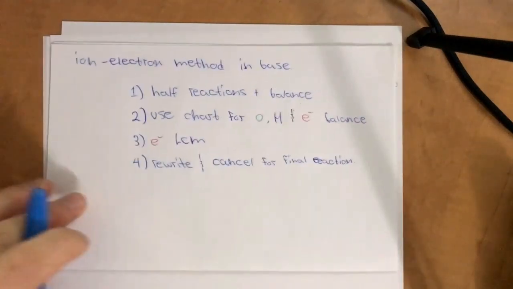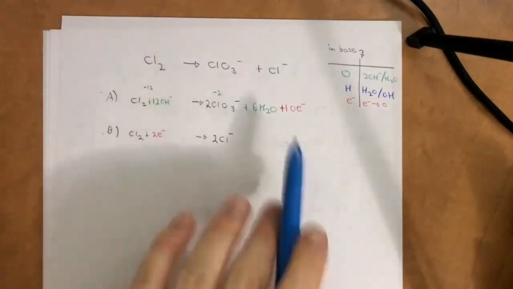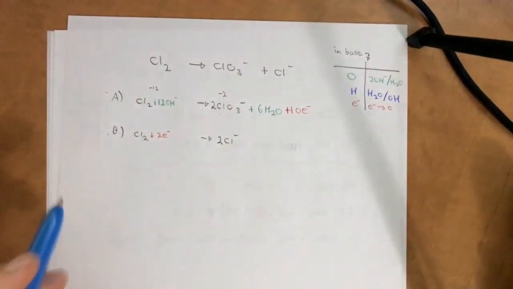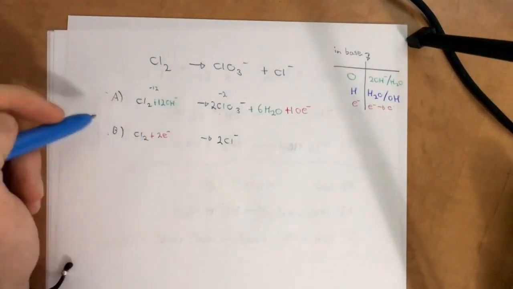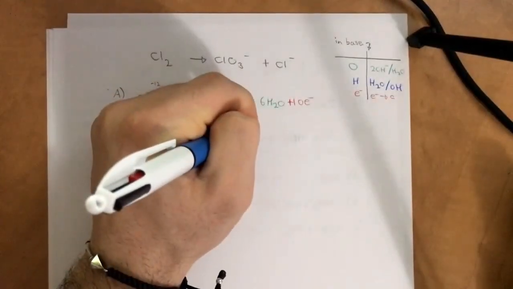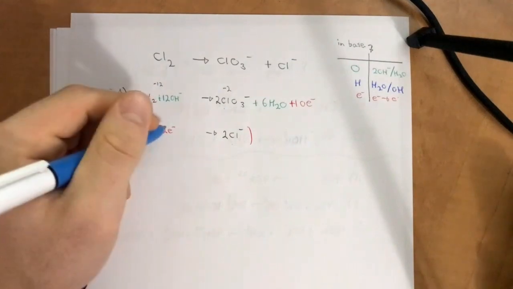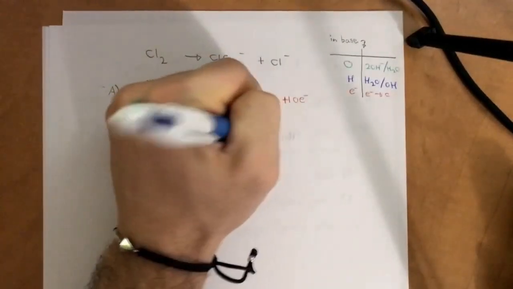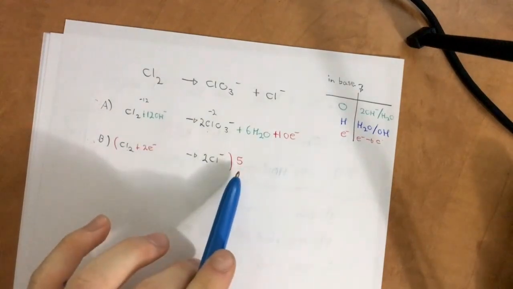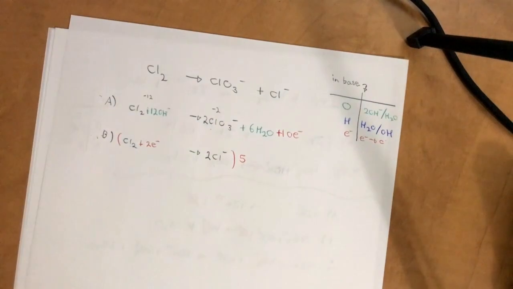Now we move on to our next step, which is LCM of electrons. In this case, we had 10 electrons on the A reaction and 2 electrons on the B reaction. So the LCM between 10 and 2, of course, is 10. Multiply this whole half reaction by a factor of 5 to match those 10 electrons. But remember, by multiplying by 5, we multiply everything by 5, including the Cl's here.